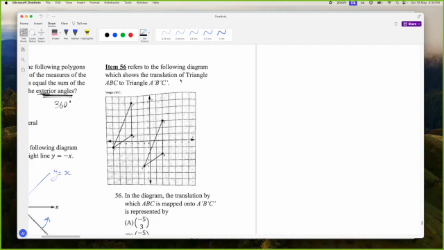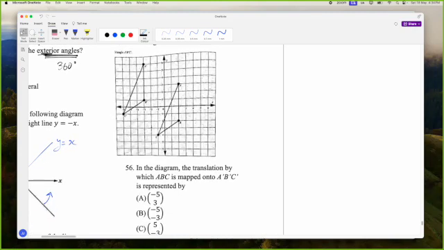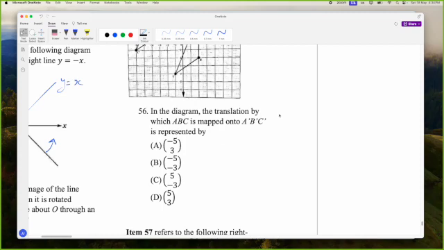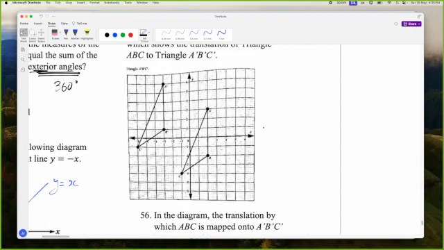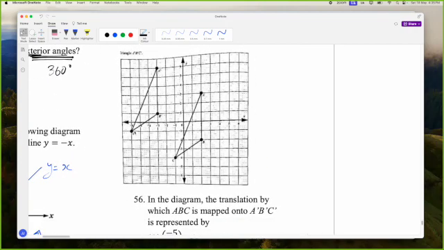56 refers to the following translation of triangle ABC. We could definitely see it is a translation, but what kind of translation is it? The translation by which ABC is mapped onto A'B'C' is represented by, all I need to do is choose one point. You see how I was going to make a mistake here? I was thinking that this is the object and this is the image, but no. Careful with that. It's going this way. This is the object and this is the image.